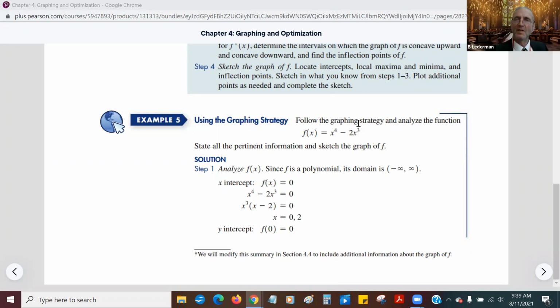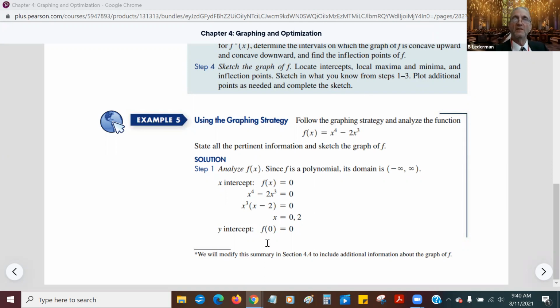This is interesting because to find the x-intercept, I set the function equal to 0, which means x to the fourth minus 2x cubed equals 0. And then I factor out x cubed times (x minus 2) equals 0, which means x equals 0 is going to be one x-intercept, and x equals 2 is going to be a different x-intercept.